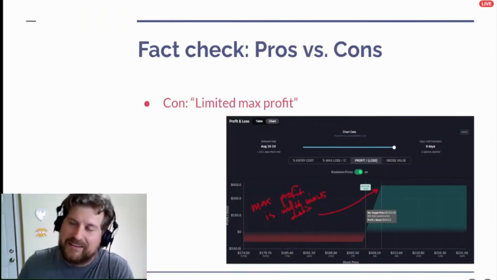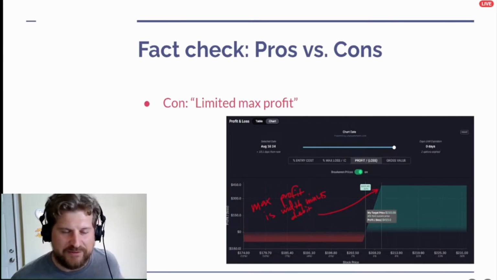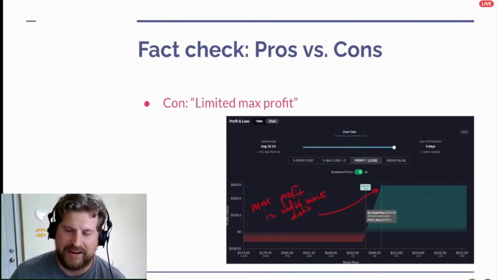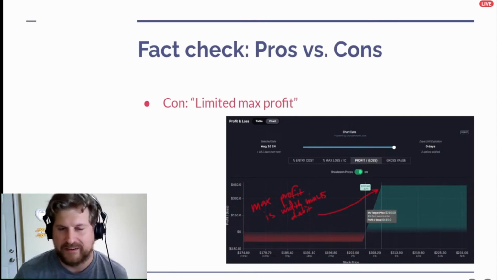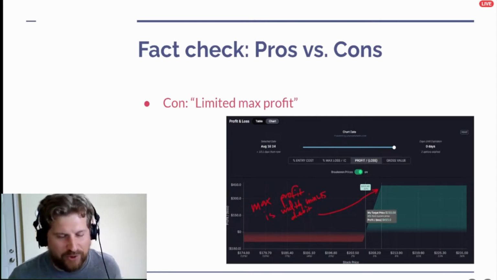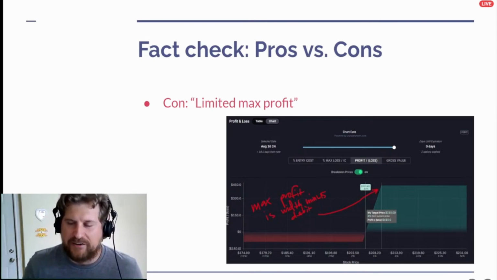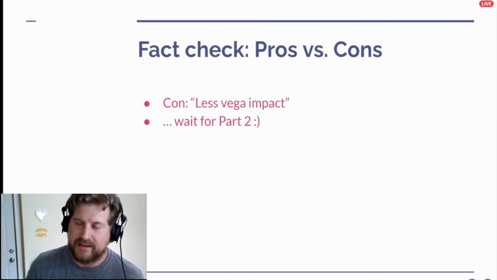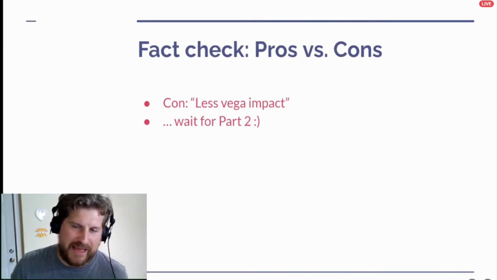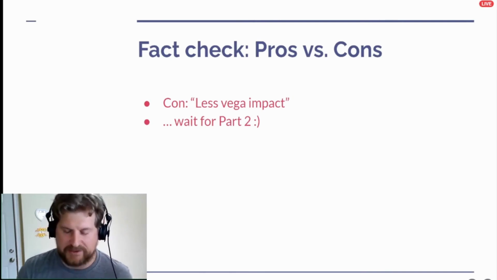Okay, the cons. Limited max profit. There's a limit. On this trade, the maximum profit you could make is $4.15. If you just bought an outright call and JPM ripped to $230 or $240, and you knew to hold on to that outright call, you'd be better off just buying the outright call, right? There is a limit on your max profit here. There is less vega impact from those implied volatility changes. Again, I'm writing a check here. We will talk about the volatility impacts and why this is kind of like a skew trade.